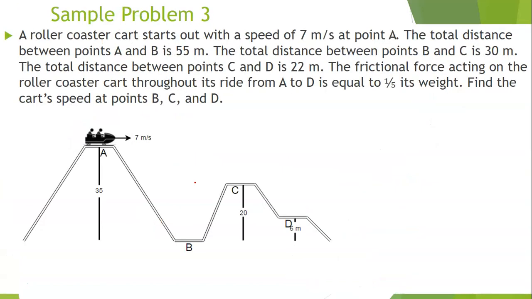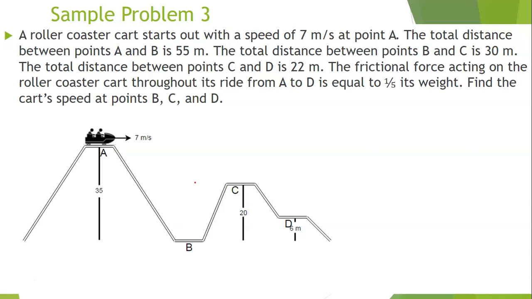Okay, here is sample problem 3. So it's a roller coaster with friction. So we have a roller coaster cart starts out with a speed of 7 meters per second at point A. The total distance between points A and B is 55 meters. The total distance between points B and C is 30 meters. The total distance between points C and D is 22 meters. So I'm giving you the distance here because we need to account for friction. And the frictional force acting on the roller coaster cart throughout its ride from A to D is equal to 1/5 its weight. Find the cart's speed at points B, C, and D.